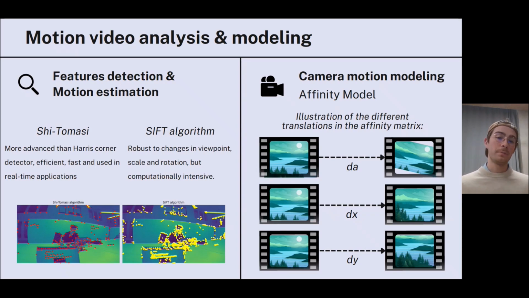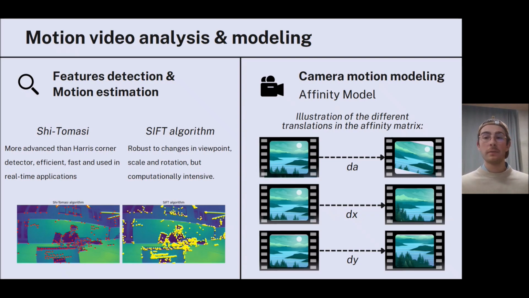First, the SIFT algorithm, which is robust to change in viewpoints, scale and rotation, but quite expensive in terms of computational costs. And on the other hand, the Shi-Tomasi corner detection algorithm, which is a bit more advanced than the Harris corner detector, but as fast, more efficient, and used in real-time applications.